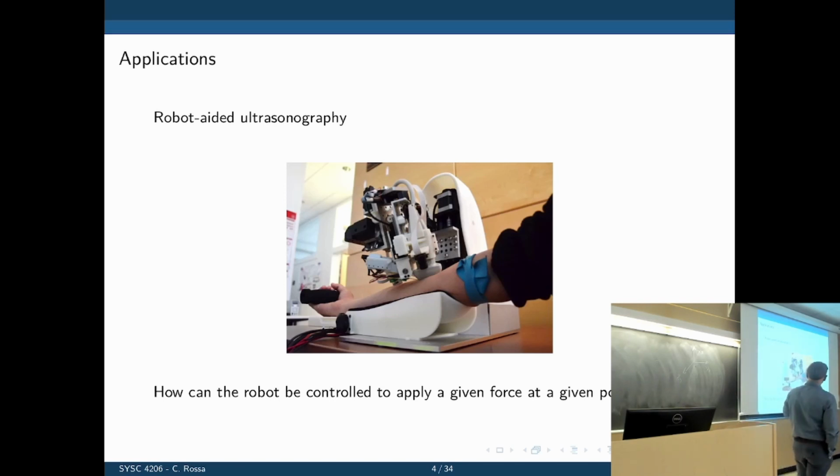Here is another option, another application: robot ultrasound imaging. So you see here the arm of the individual on that bench, and then we have a robot applying pressure with the ultrasound probe and scanning the tissue back and forth. So how can you control this such that there's always the same force being applied regardless of the position of the arm?